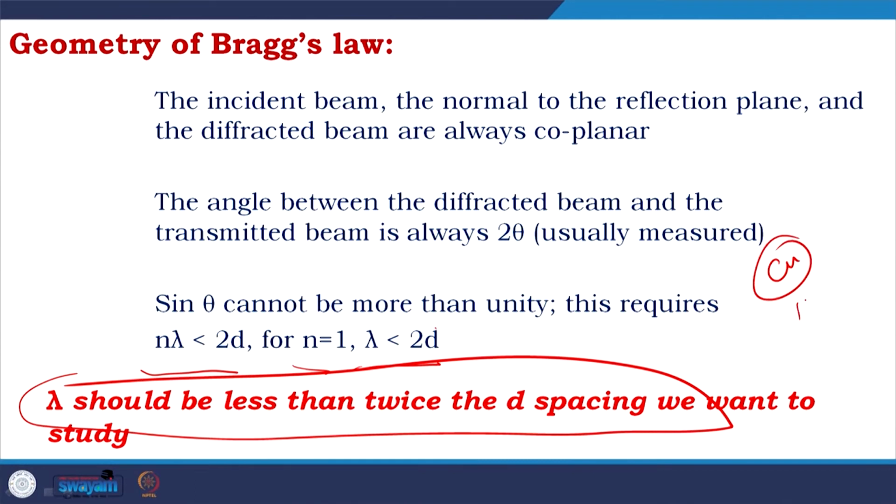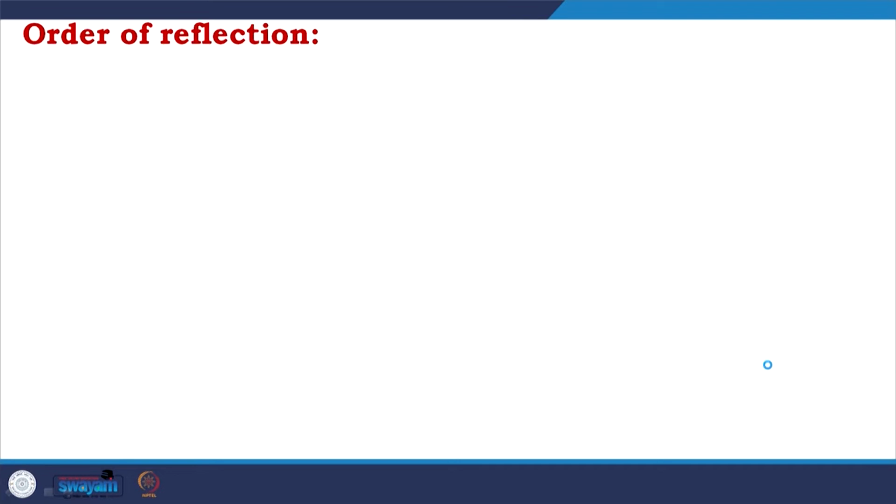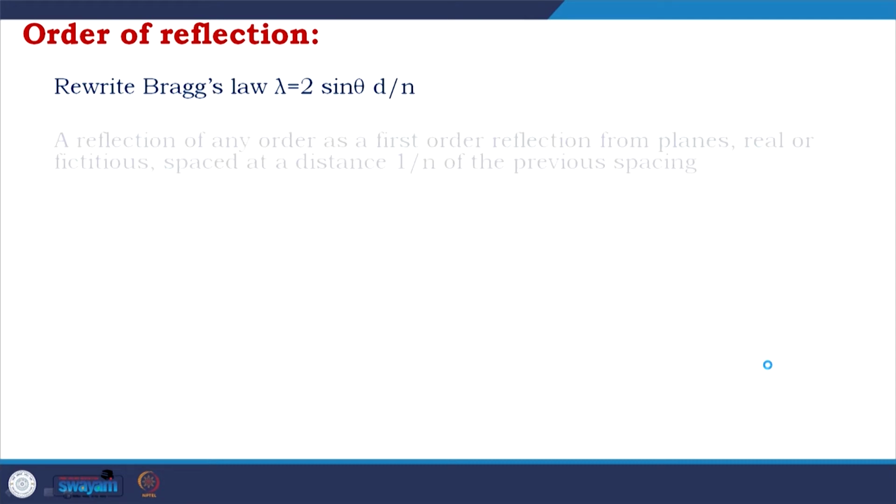which will help you to choose the metal you are using here. So, we are using copper K alpha, 1.54 angstrom. So, we are rewriting Bragg's law as lambda equal to 2 sin theta into d by n. d is the spacing and n is the periodicity.